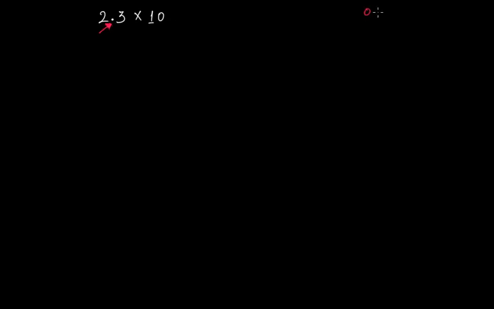We have 1 zero in 10. It means that this decimal point will move towards the right and will be placed after the first digit, towards the right of the decimal point. So this will be 23 point.